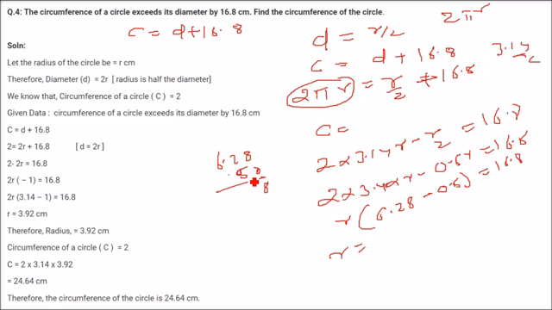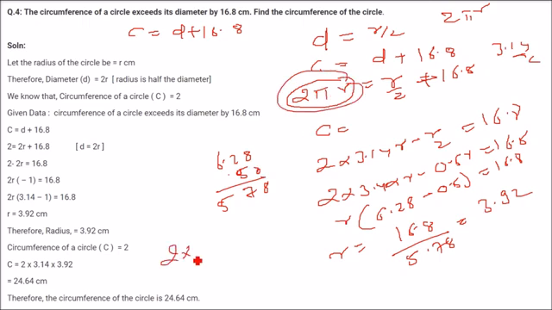So this is going to be 5.78. So 16.8 by 5.78. So you are going to get the radius as 3.92. See, 5 3s are 15, so around 3.92 you will get. Now this is the radius. Now you can find out the circumference. So 2 into pi into 3.92, and this is going to come as 24.64.